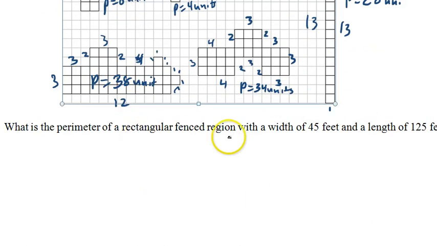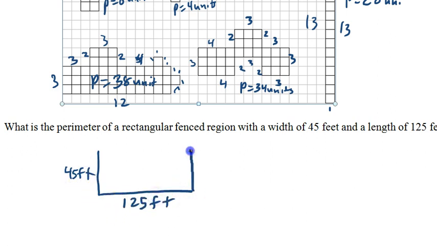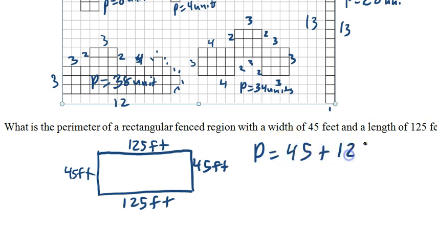And then for our very last question, what is the perimeter of a rectangular fenced region with a width of 45 and a length of 125? So if we just make a rectangular region, that would also be 125. And that would be 45 feet. So all we have to do to find the perimeter is add them up. And this is how you would find how much fence you need. I know looking at that you would think, oh, I know how to find fence here. That's not a problem.